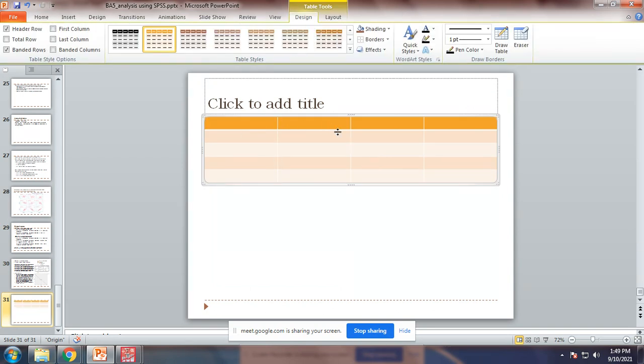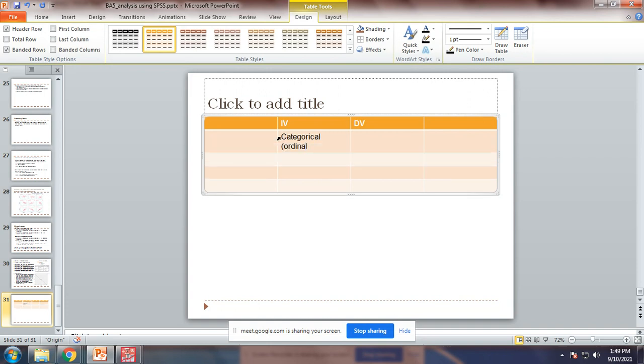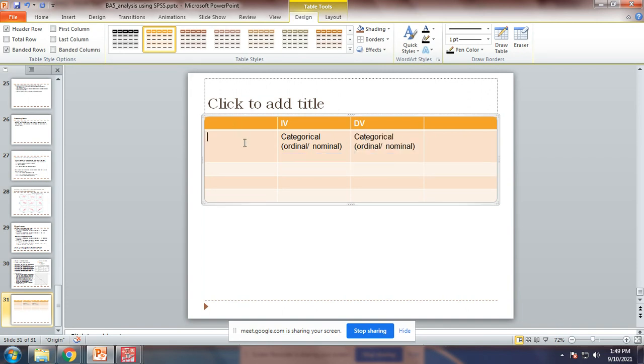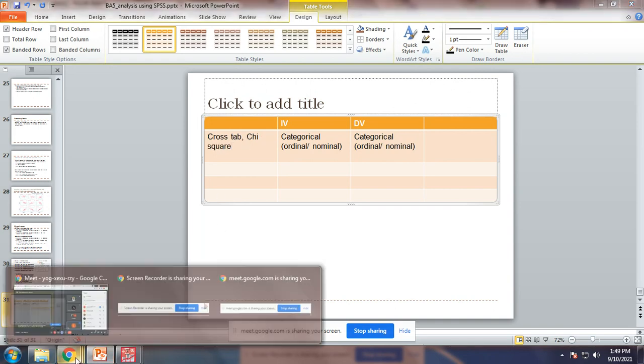Okay. Now suppose you have independent variable and dependent variable. Okay, fine. If your independent variable is categorical, that means either ordinal or nominal. Okay? And the same thing if it is for dependent variable also. Then you have to perform cross tab. You can perform chi-square. Got it? आप समझ में आ रहा है?